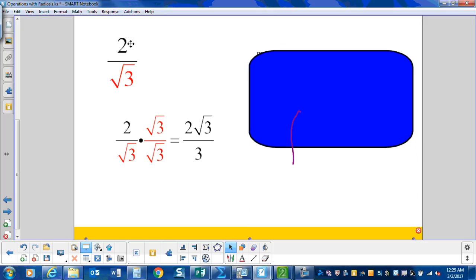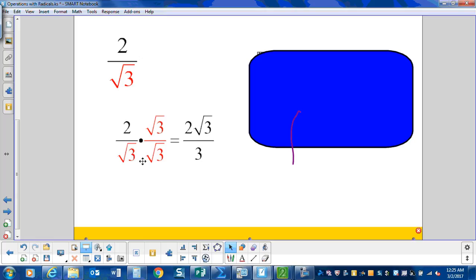So here I have 2 divided by the square root of 3. In order to get rid of this, when I rationalize the denominator, I can't have a square root. So whatever square root I have in the denominator, I'm going to multiply it by itself. Because remember, the square root of 3 times the square root of 3 is going to be 3. So that's going to rationalize the denominator, get rid of the square root.